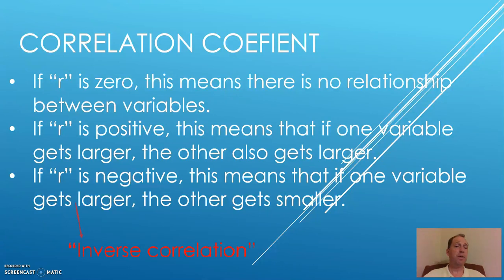Now, an inverse correlation is what it's called whenever you see r as a negative number. This means that as one variable gets larger, the other gets smaller. So you might say, well, let's try to look for a Pearson correlation on the number of hours playing video games and the final grade that a student gets in a course. As the number of hours playing video games goes up, the grade in the course goes down. That would be a negative r, and that would be an inverse correlation.